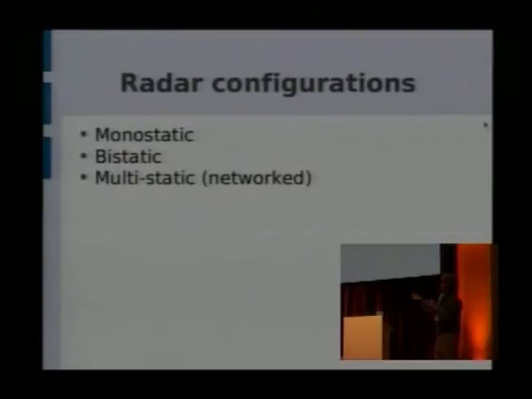The final category, which I'm not going to talk about except just to mention it here, is what they call multistatic. This is a case where you have multiple transmitters and multiple receivers. They're networked together, and they all figure out by watching everything together and doing the sensor fusion thing what's going on.